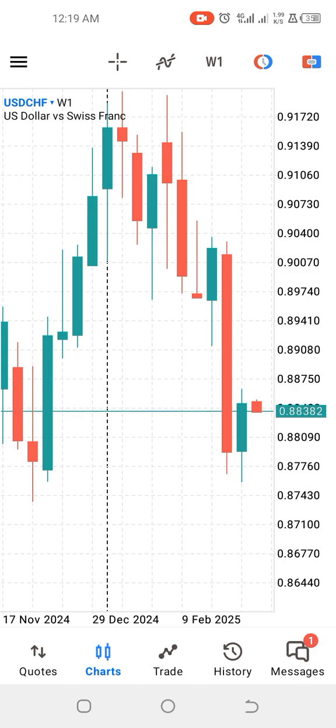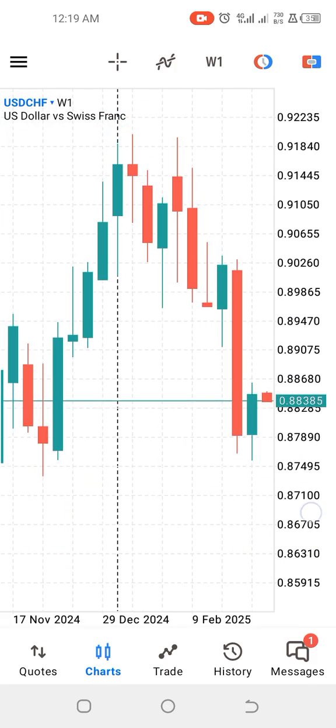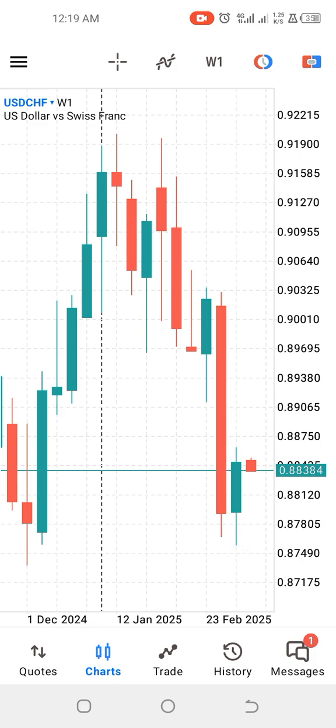Remember, according to ICT, price does two things. Price tends to rebalance imbalance in the market, or take out liquidity from old highs and old lows from majorly the higher time frame. So on the weekly time frame, I'm having a very interesting structure right here.